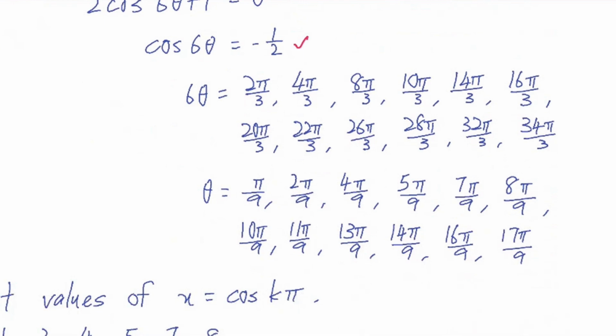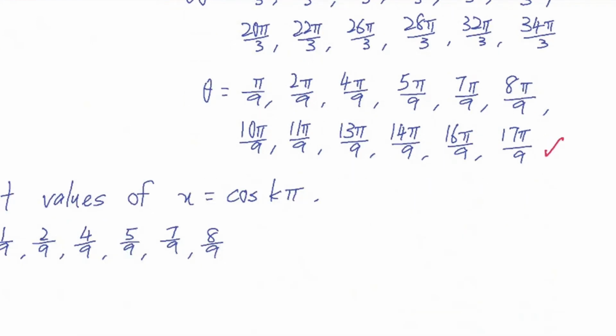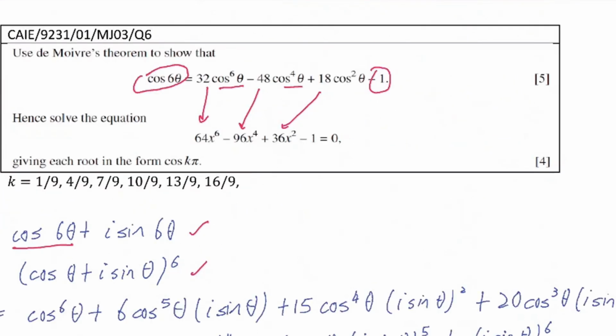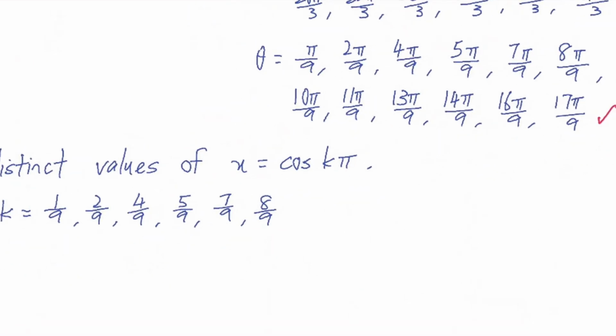Cos 6 theta means we need to write out the values for the 6 cycles when we solve for negative half. So these are all the values that we get for theta. Because here we are trying to solve this equation, which is power 6, we will have 6 roots, and they already mentioned that all the roots are in the form of a cos of k pi. So from there, we just need to give distinct values of cos k pi.